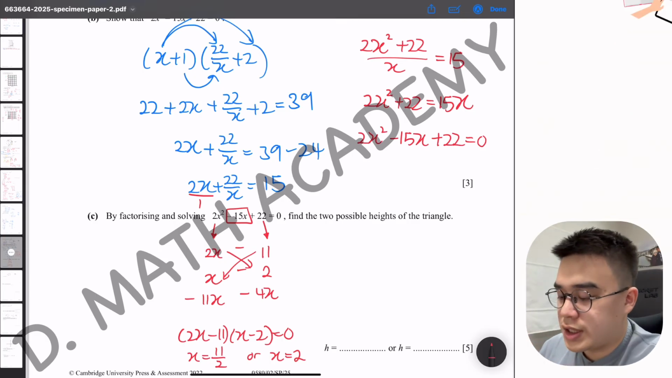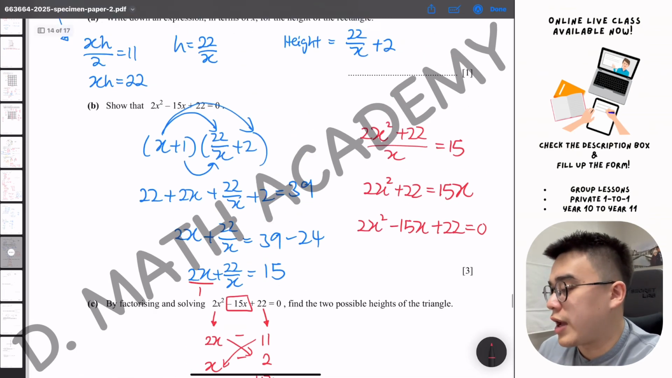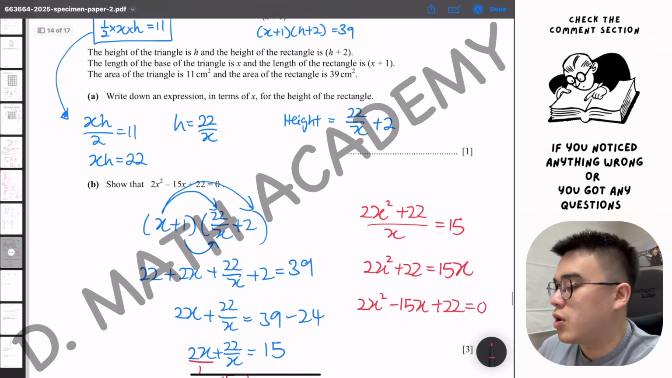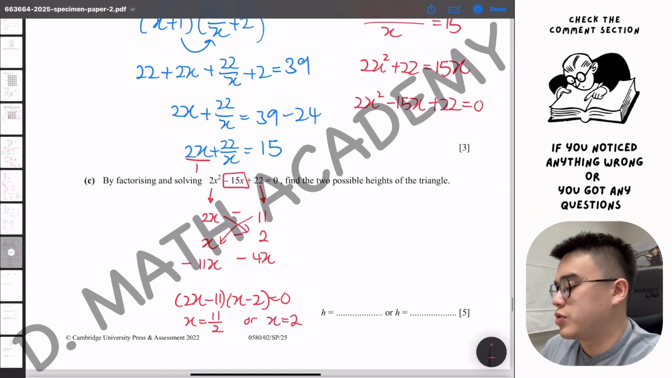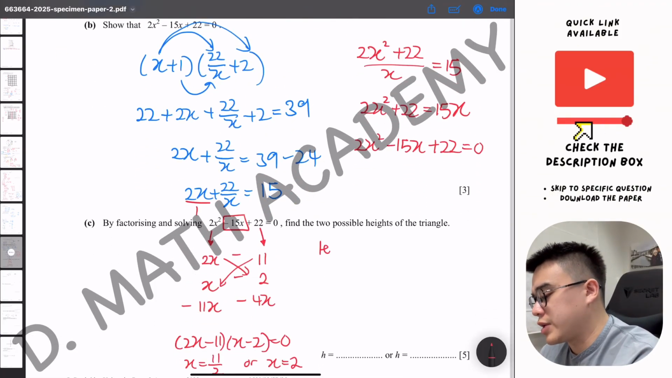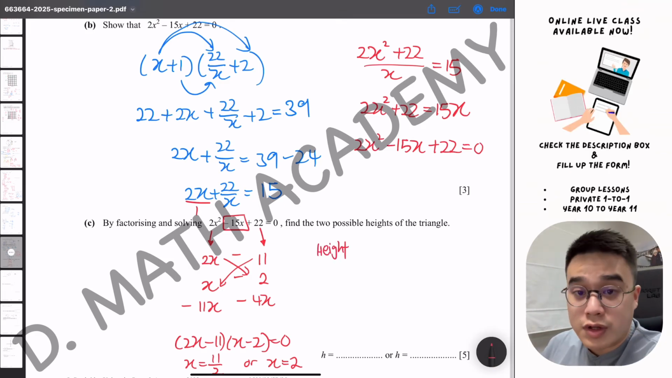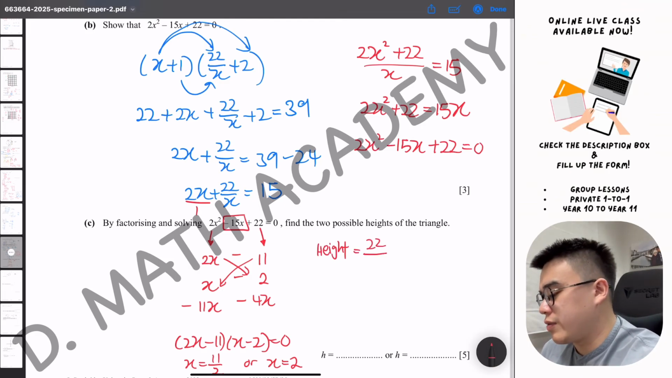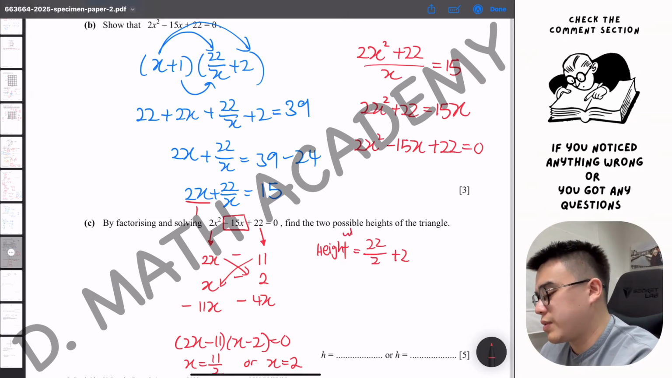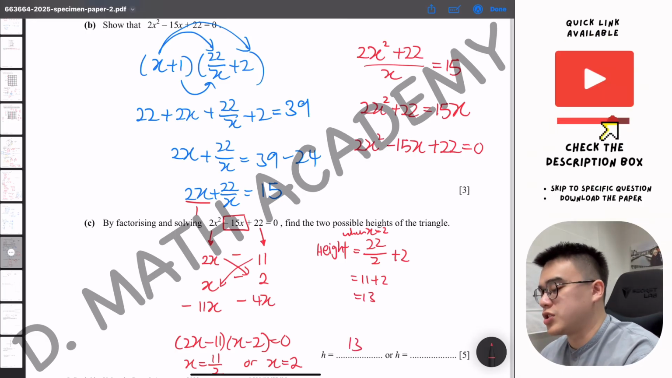And do take note that this x here is not the height. So the height is actually 22 over x plus 2. You still have to complete the calculation, but writing down the height, that's why it is 5 marks. Students that are rushing will often fall for this and think that, oh, we're done. Okay, this is when x is 2. You get 11 plus 2, which is 13. 13 was the first answer.